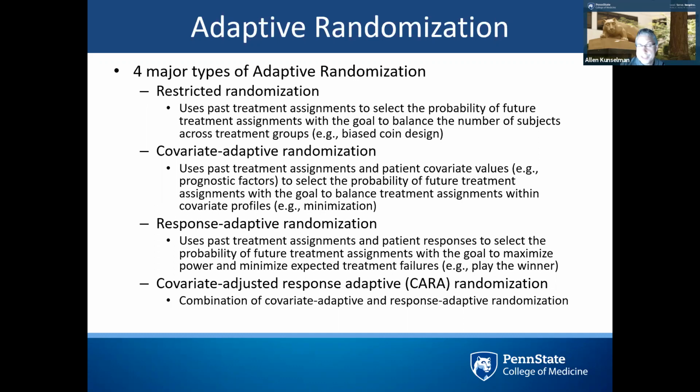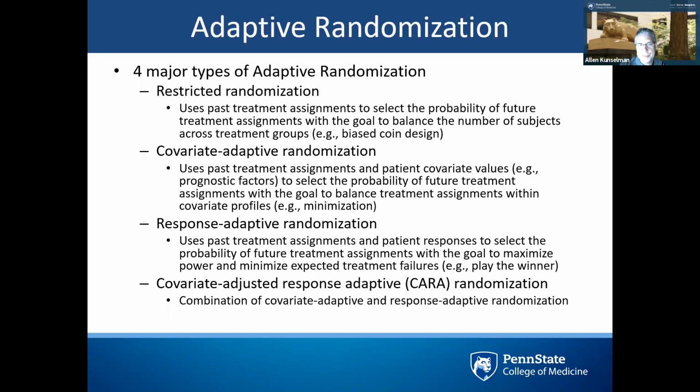The next adaptive randomization process is called response adaptive randomization. What it does is it uses past treatment assignments and patient responses to select the probability of the future treatment assignment, with the goal to maximize the power and minimize expected treatment failures.